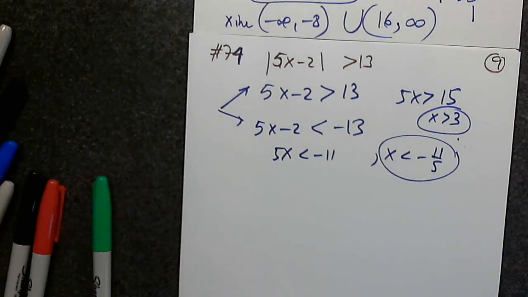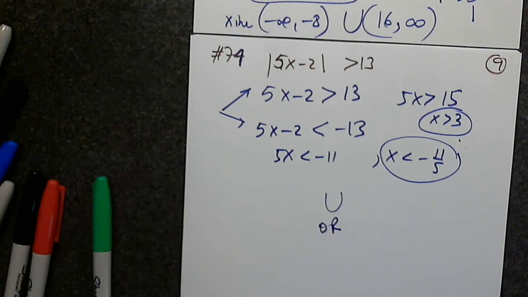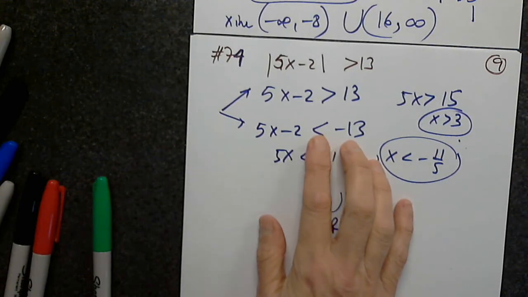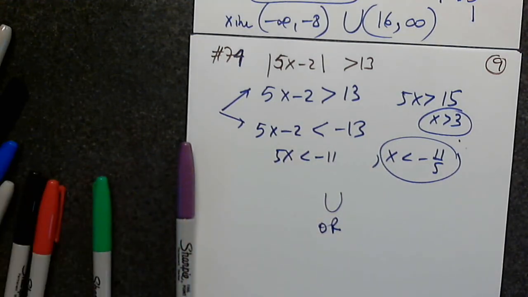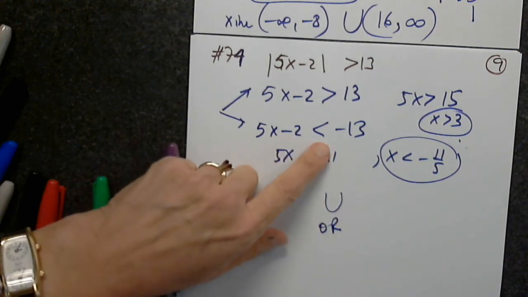And now I have to write a solution. Since it's type 2, the solution must have the union in between. The union means or. In other words, solutions are here or here. When did the sign flip? On this one? It didn't flip. So in between negative 13 and 13, or the other one is to the right of 13 or to the left of negative 13. To the left of negative 13 means 5x minus 2 is less than negative 13.